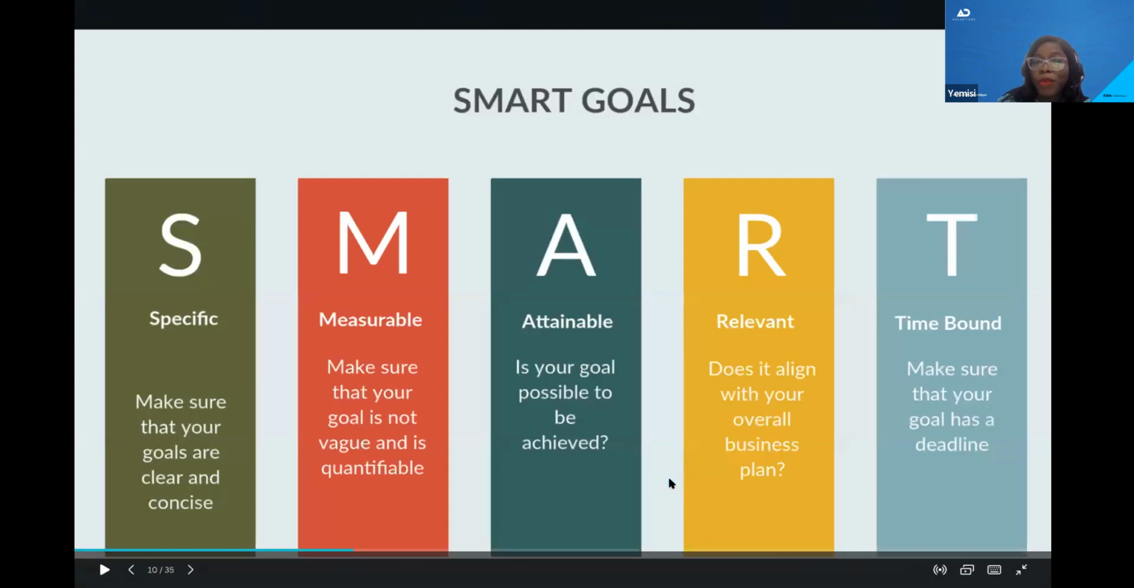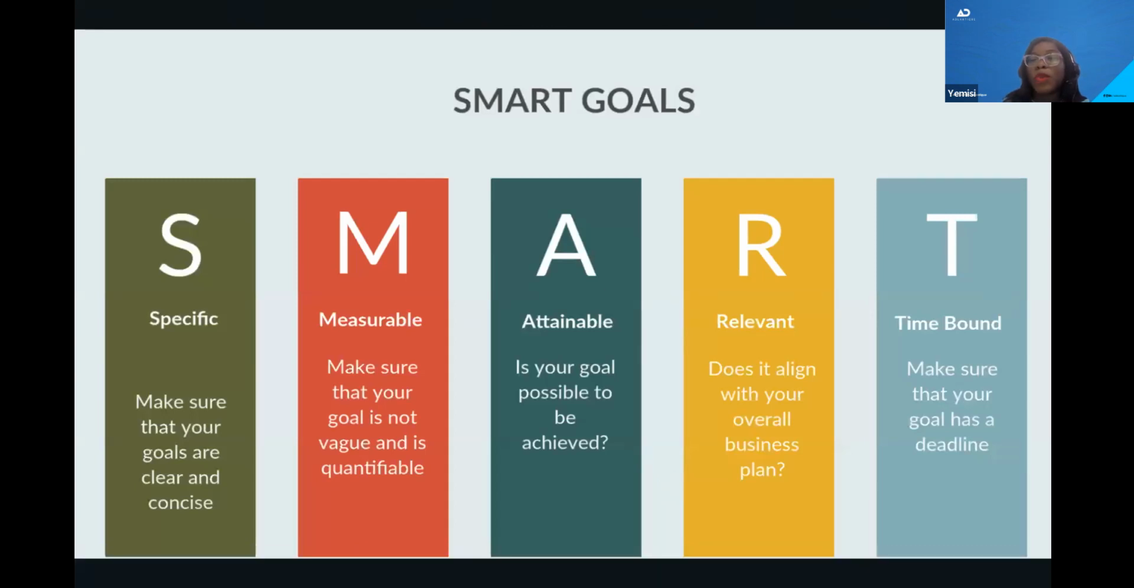Okay, and to do all of that, we must ensure that those goals are smart. They're not just going to be goals that are far-reaching, goals that are just vague. We need to ensure that those goals are very smart. They're specific. Okay, they are concise. They are clear. They are clear to even you. They are measurable. Okay, it must be quantifiable. I want to make 200,000 naira in May. I want to as profit.